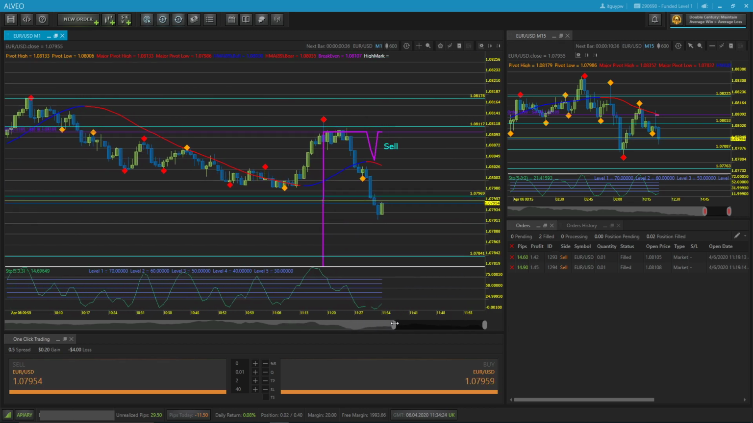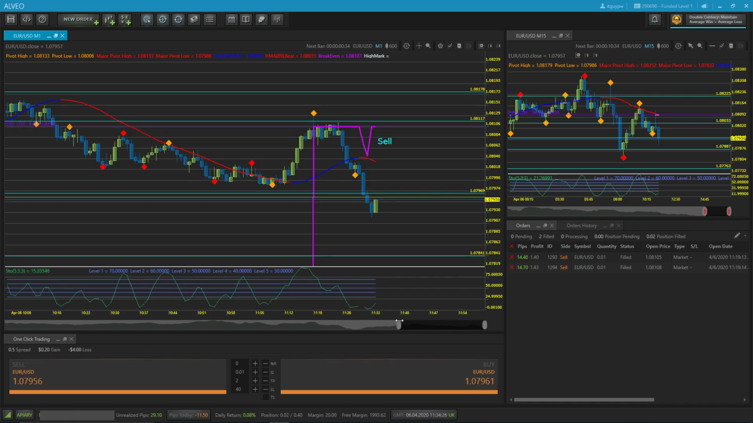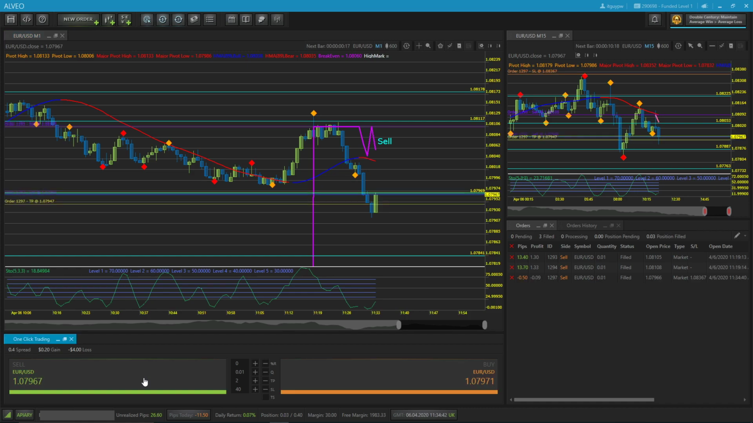All right, here we go. We got a little bit of a pullback now. We'll be able to put some more sells on and watch it push down all the way into this lower range here. I'm going to go ahead and start working into a couple more buys, take some of that profit out that we lost from the buy trades.